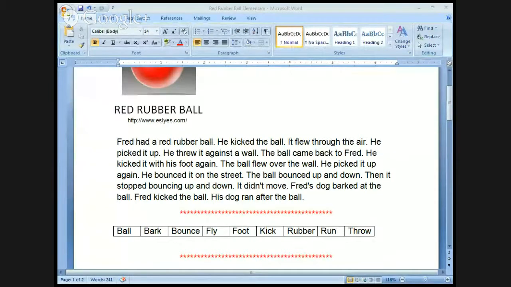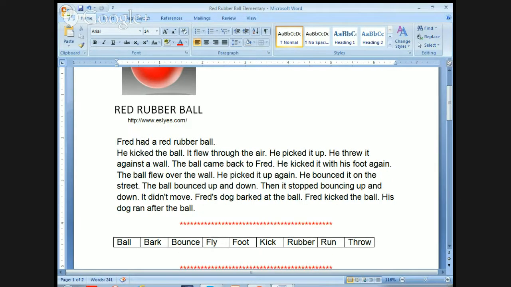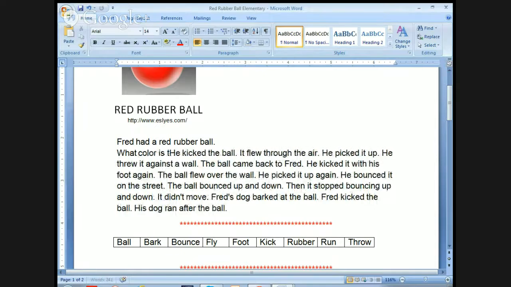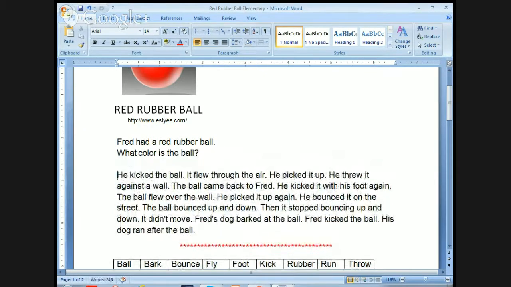Now, let's see. I could ask more questions about the red rubber ball. What color is the ball? Of course, the ball is red. Who kicked the ball? It was Fred that kicked the ball. I'm going to go back to this story, and I can ask a question here. Press enter. What color is the ball? And your answer would be, the ball is red.